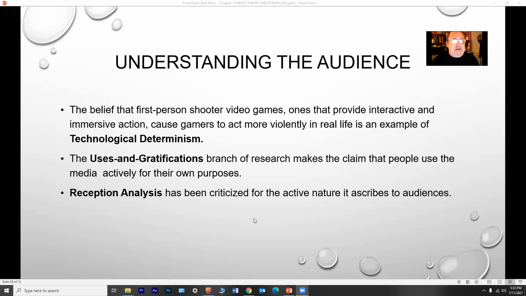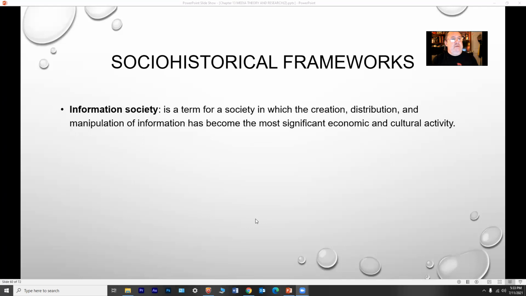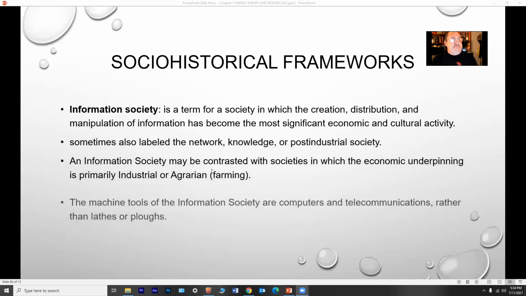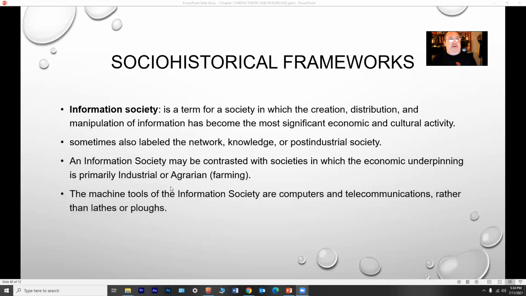Reception analysis has been criticized for the active nature it ascribes to audiences, which you just need to know a little bit. Information society is a term for a society in which the creation, distribution, and manipulation of information has become the most significant economic and cultural activity. And I don't know that we've become a total information society, but we're awfully darn close if we haven't. And the opposite of that would be like a farming, more primitive society.